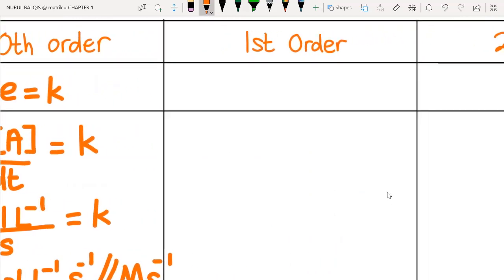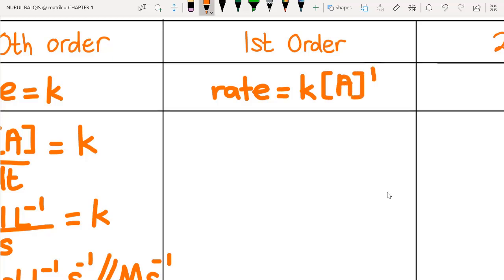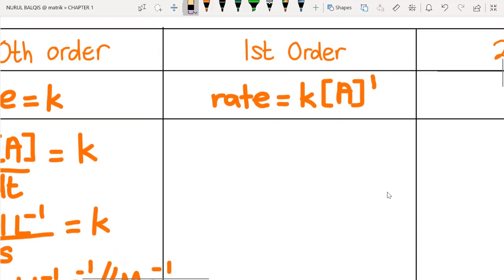As for first order, we're going to write the rate law again, but this time around, our concentration is raised to the power of 1. So rate is equal to K concentration of A to the power of 1. Any concentration that is raised to the power of 1 or 2 or 3 or etc., more than 0, will depend on the concentration. So we need to keep these concentrations in the rate law. So rate is equal to K[A]. You can cancel out the 1, or you can keep it as it is.